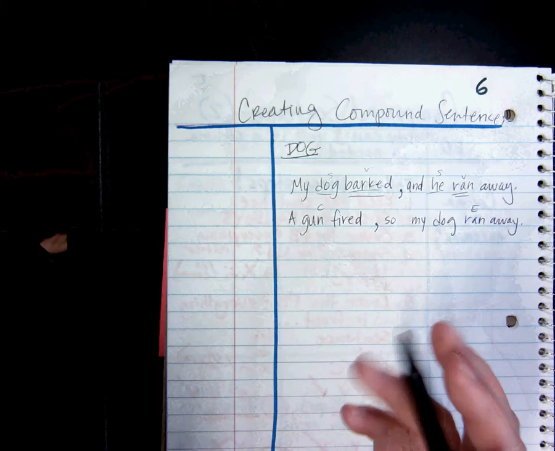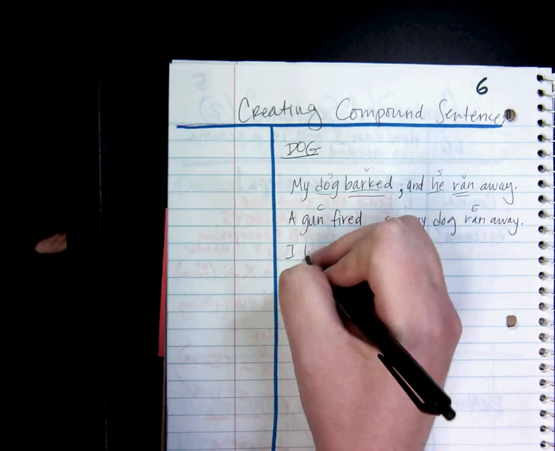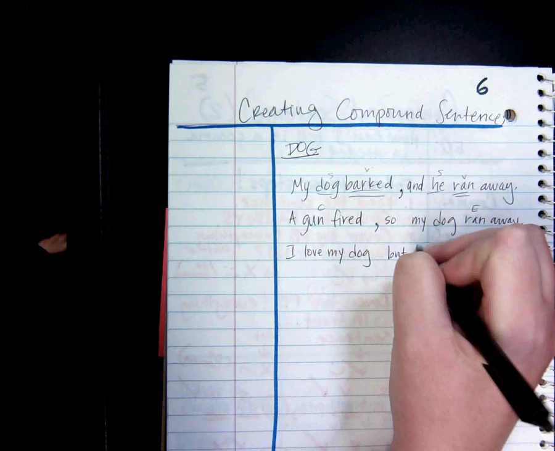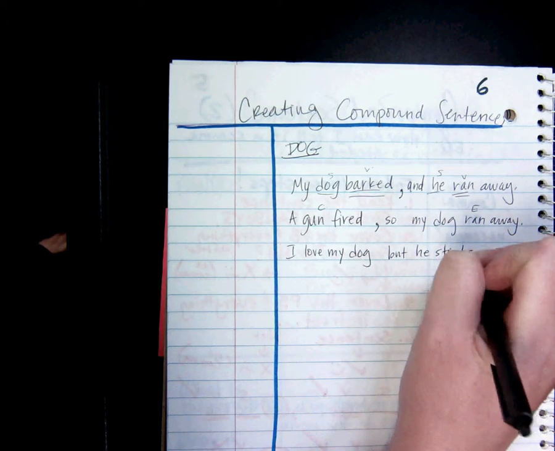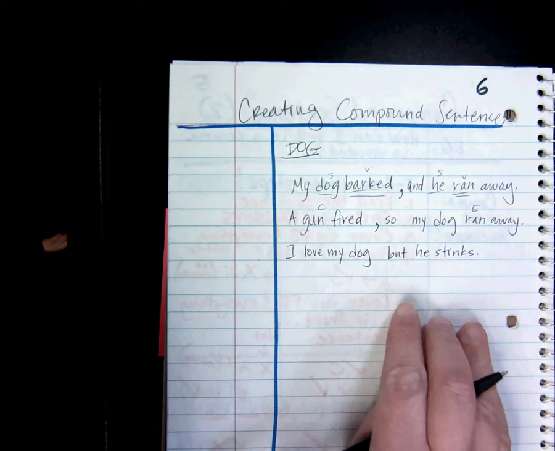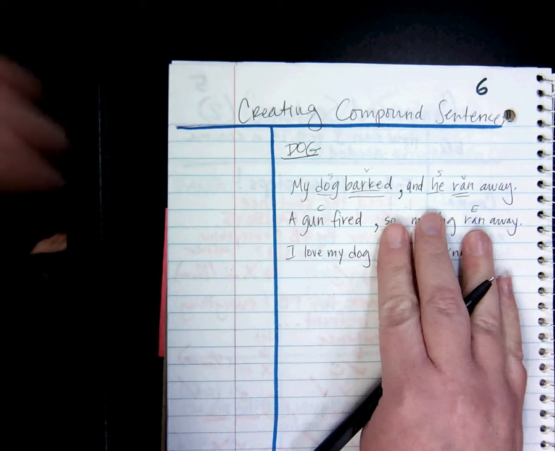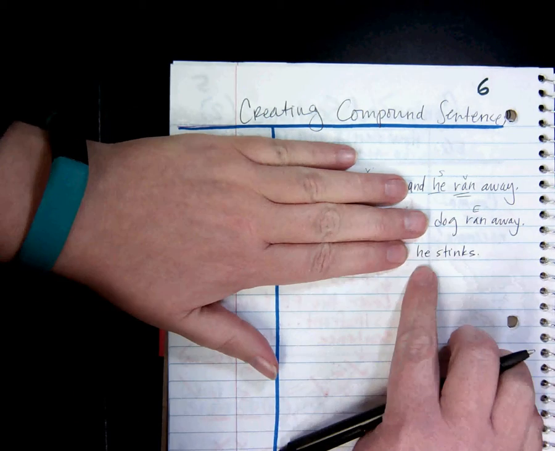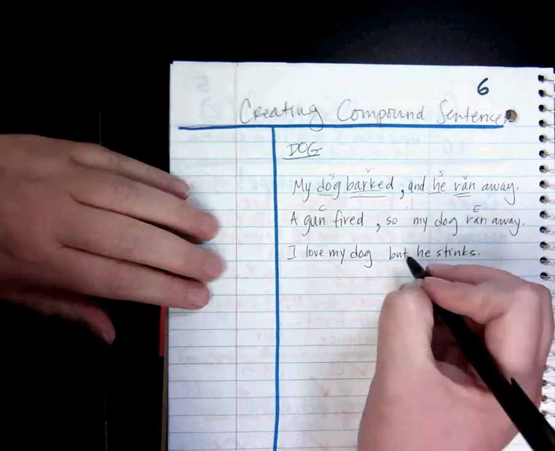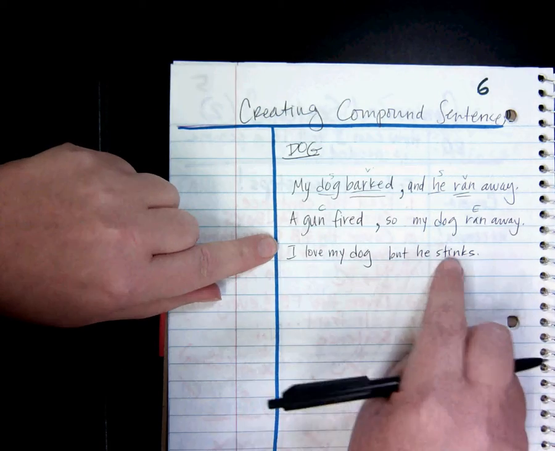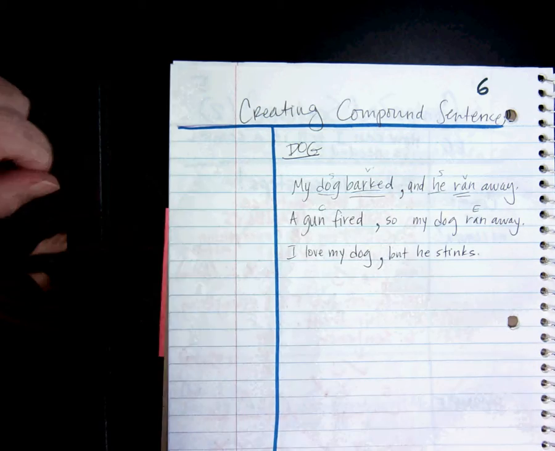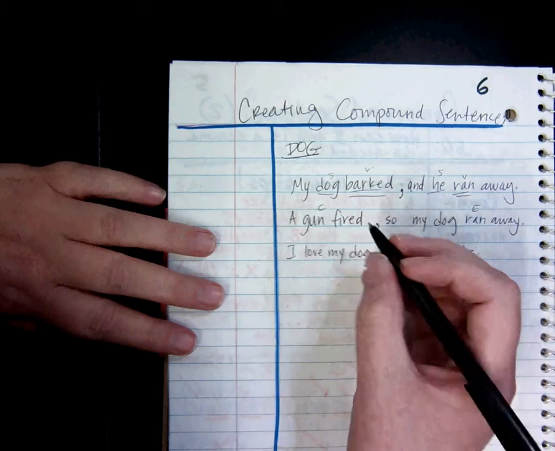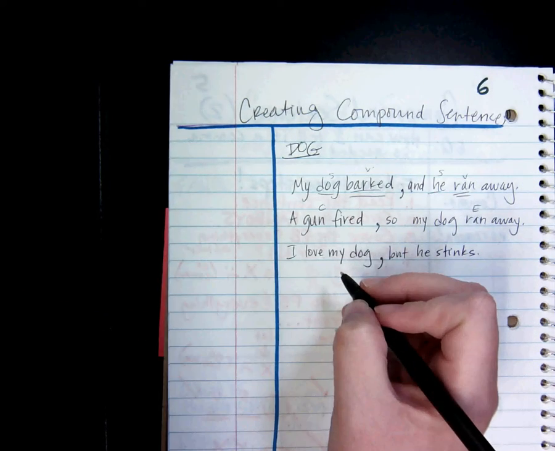Or if I wanted to choose an opposite, I love my dog, but he stinks. Do I need a comma there or not? Let's check it out. I love my dog: I is the subject, love is the verb. He stinks: he is the subject, stinks is the verb. So if I have a sentence and a sentence, I have to join them with a comma fanboy. Okay? There are a couple of odd ones like for and nor that don't really get much play.